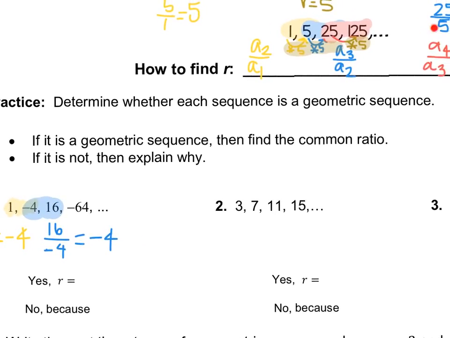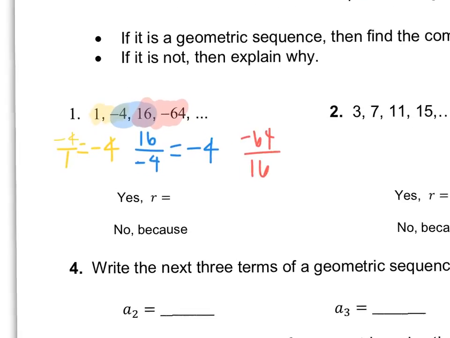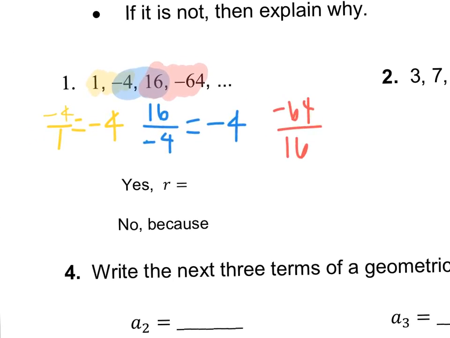And this time I'm going to do the fourth term. I'm going to divide it by the third term. So I'm just repeating that process. So what is -64 divided by 16? That's the next thing I need to figure out. -64 divided by 16. So use your calculators. What does that give you? Good, it gave you -4.